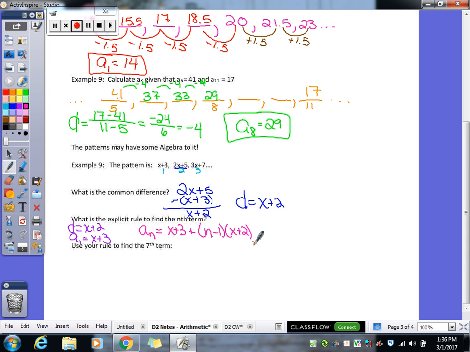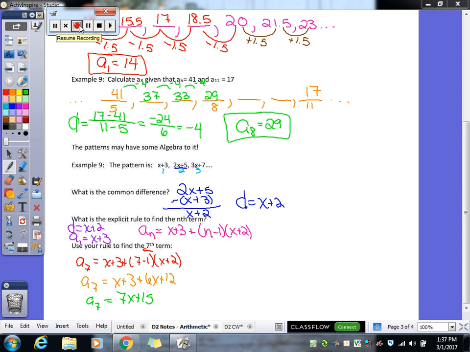Now you could multiply it all out with your x plus 2 times your n minus 1. You don't have to, though. You can leave your answer just like that. So now down here, I want you to find your 7th term. Plug in your 7 for your n. Let's have you find your 7th term for that. Yeah, so your 7th term should be 7x plus 15 once you combine all your like terms.